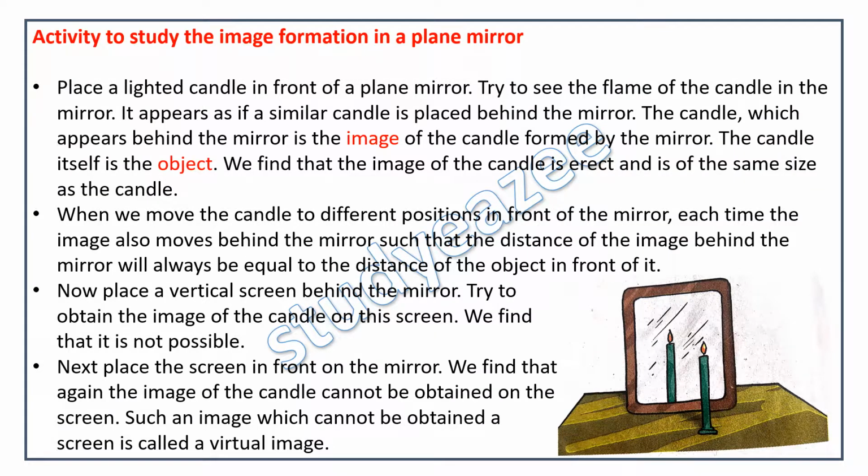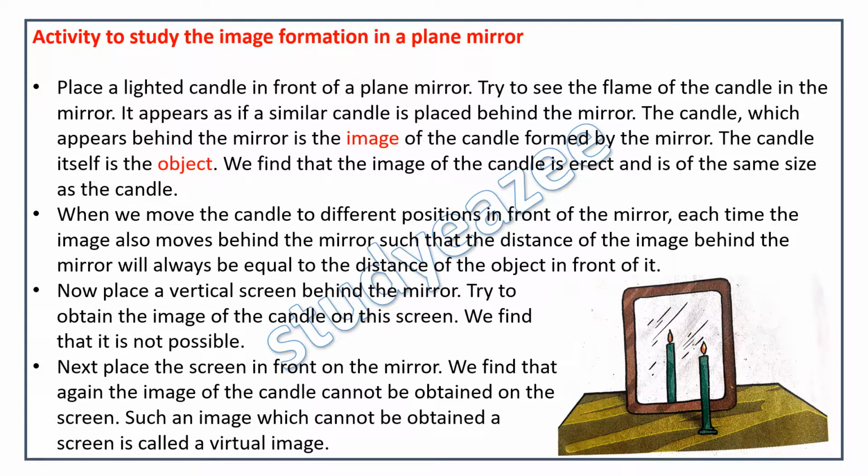Here we will see a simple activity to study the image formation in a plane mirror. We place a lighted candle in front of a plane mirror and try to see the flame of the candle in the mirror. It appears as if a similar candle is placed behind the mirror. The candle which appears behind the mirror is the image of the candle formed by the mirror. So this is the image, and the candle itself is called the object. We find that the image of the candle is erect and is of the same size as the candle.